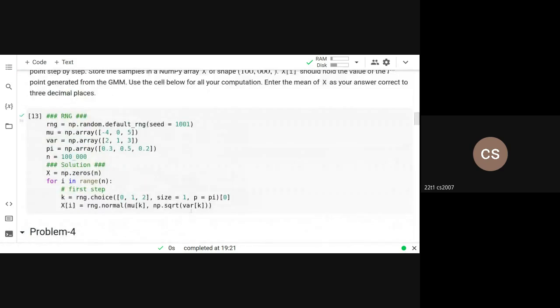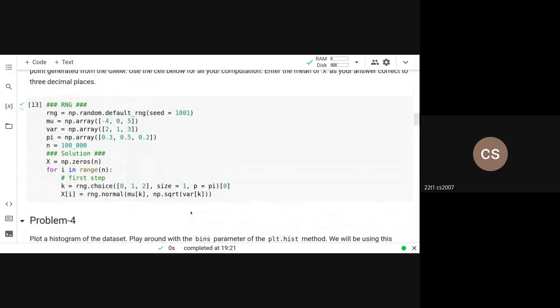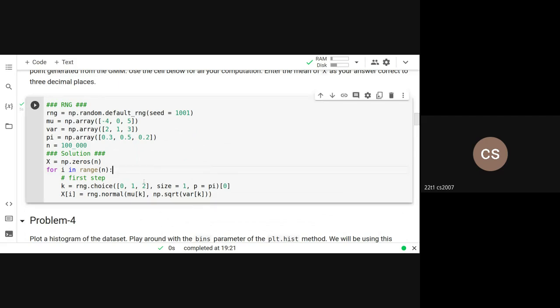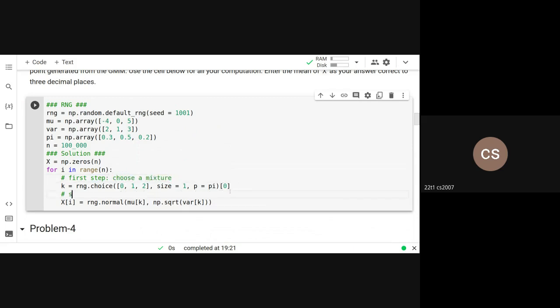So that is how we generate points from a GMM. First step, let me elaborate here: choose a mixture. Second step, sample a point from this mixture, which in our case happens to be a Gaussian. Right? We are only talking about Gaussian mixture models.